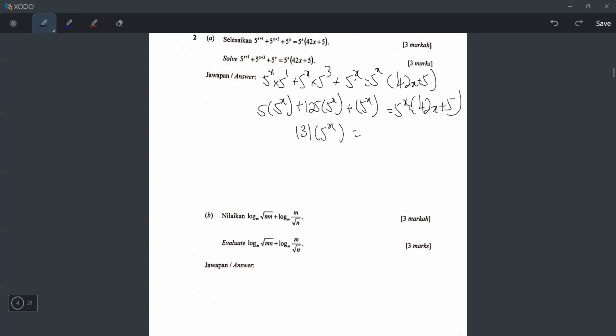Alright, and you know the relationship here is multiplication. So you can just move the whole 5 power x here to become division, and then here you just left with 42x plus 5. Alright, and now you can cancel. So it's just left with 131 equals to 42x plus 5, and x equals to 131 minus 5, which is 126, divide 42, and x is equals to 3, and that's the answer.